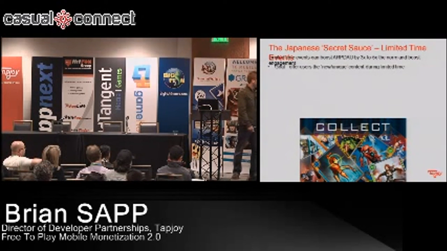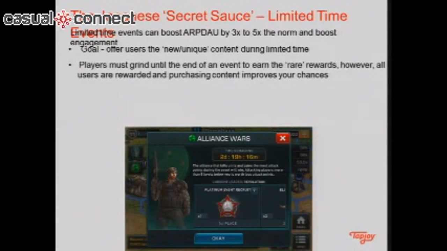So the idea behind a limited event, and how it's different than a currency sale, is basically you're giving away unique, rare content that's only available during that event, okay? And you can't buy it. The only way you can get this unique content is if you grind, if you're playing a lot. Players have to basically grind to the end of this event, and it could be anywhere from 3 days to a week. Here's an example from War of Nations.